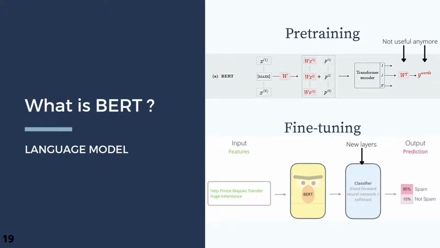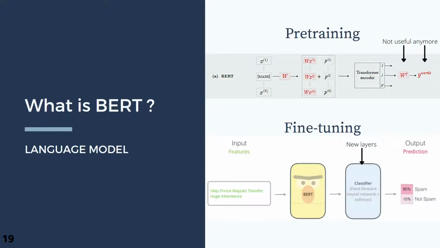Then we add a feed-forward neural network on the output of the encoder. The structure of the model is now finished, and we can fine-tune BERT in a supervised way to do an NLP task. In this example, we want to learn a model to do spam classification. BERT receives text inputs and outputs word contextual embeddings, which are used as inputs for the feed-forward classifier that will say if the text is a spam or not.